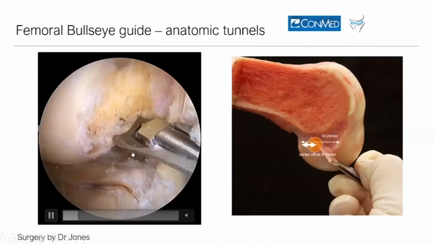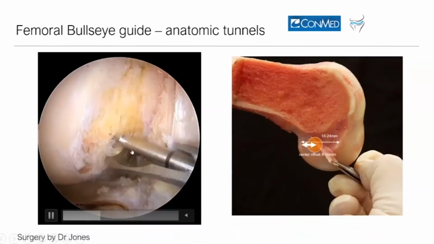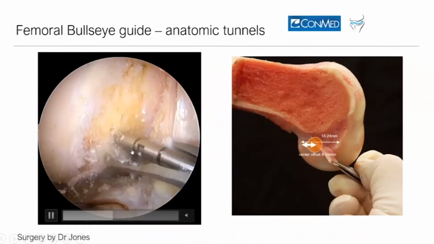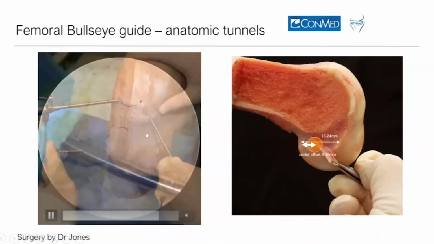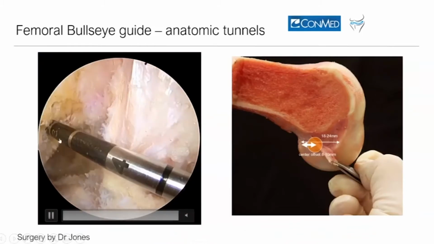You can see here the bullseye guide actually puts us right onto the footprint area. And you can see the markings here when that's pulled back on the cortex, then the spade tip, and this one happens to be 30.